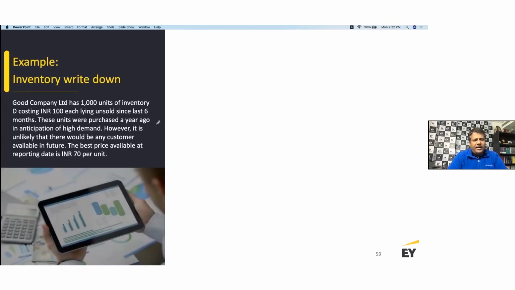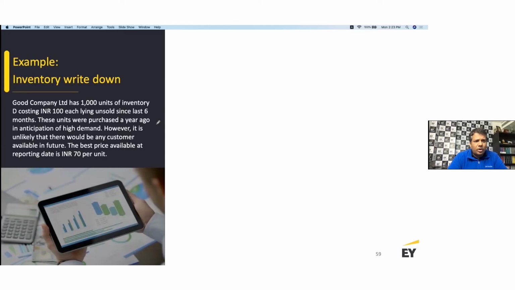Good Company Limited has 1,000 units of inventory D costing INR 100 each, lying unsold since last 6 months. These units were purchased a year ago in anticipation of high demand. However, it is unlikely that there would be any customer available in future. The best price available at reporting date is INR 70 per unit.